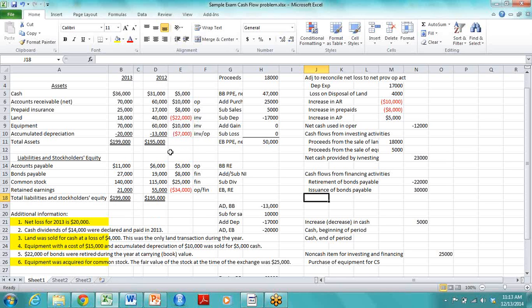Now, if we didn't have that exchange and we saw an increase in common stock, we would make the assumption that it was for cash, and we would include the issuance of common stock here as a separate item under financing. And then the last thing we have left is dividends. And here you're told that the dividends declared and paid are $14,000. And if they're giving you that information, you can put payment of dividends for $14,000.